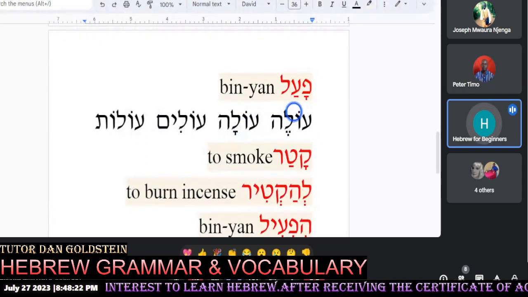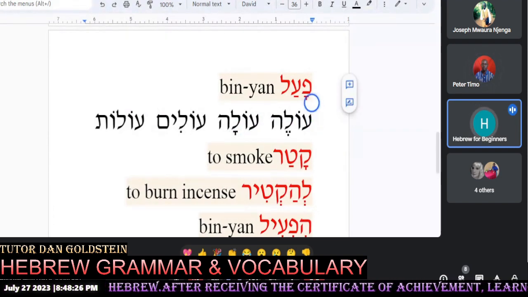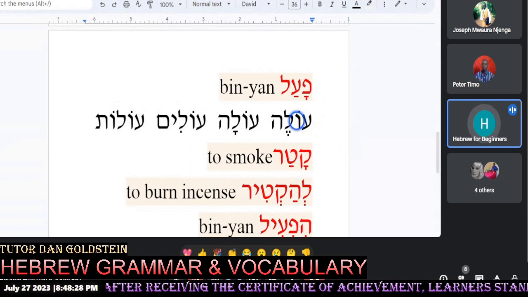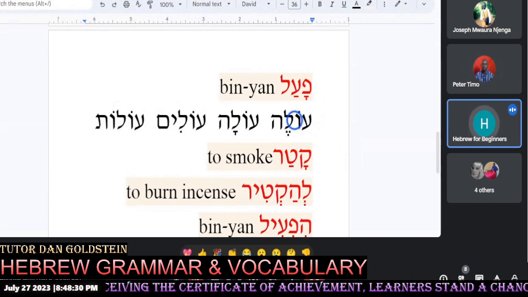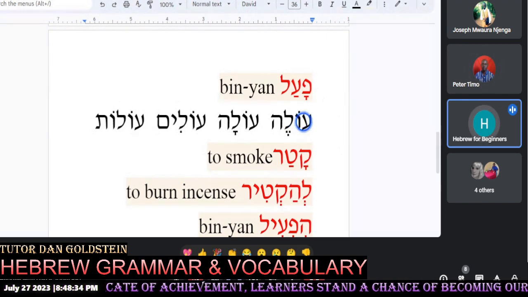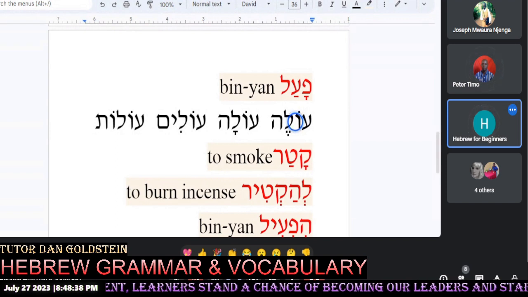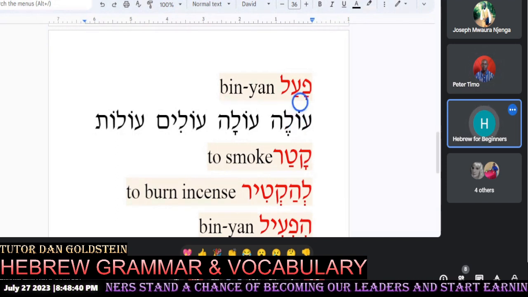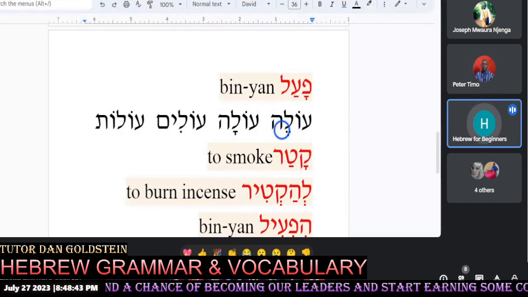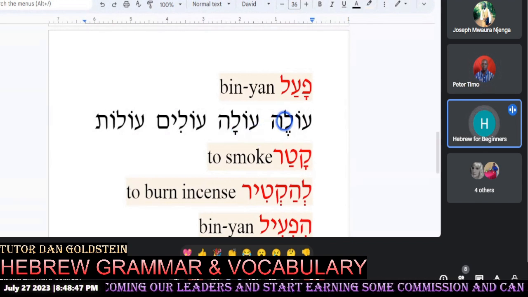So the characteristic in the present participle of the pa'al is this cholam after the first radical of the shoresh, of the root. So we have the first radical, which is ayin, then we have the cholam, which is the marker of pa'al. And then depending on whether we have masculine or feminine, we have eh or ah.